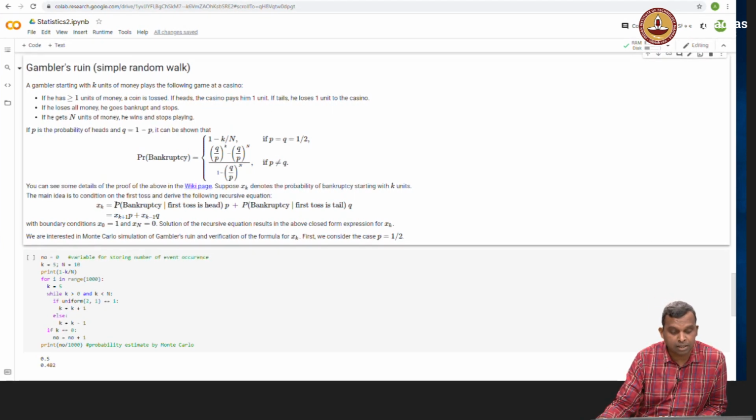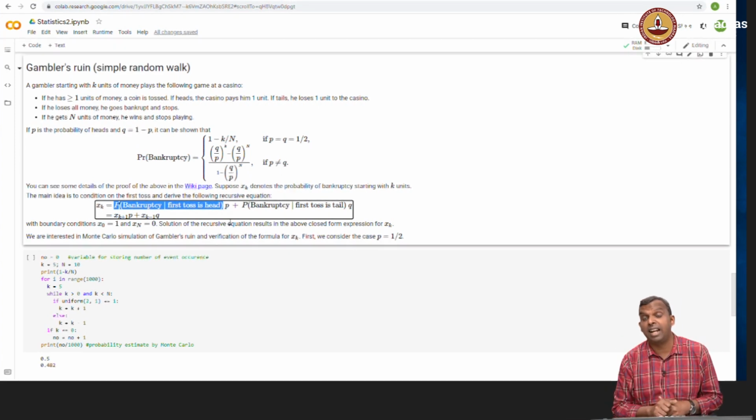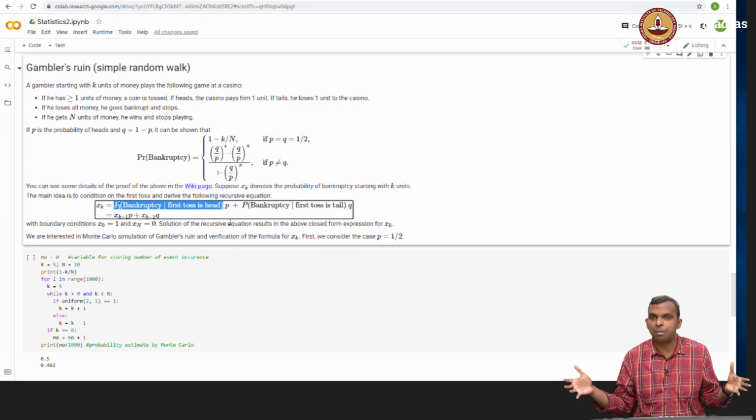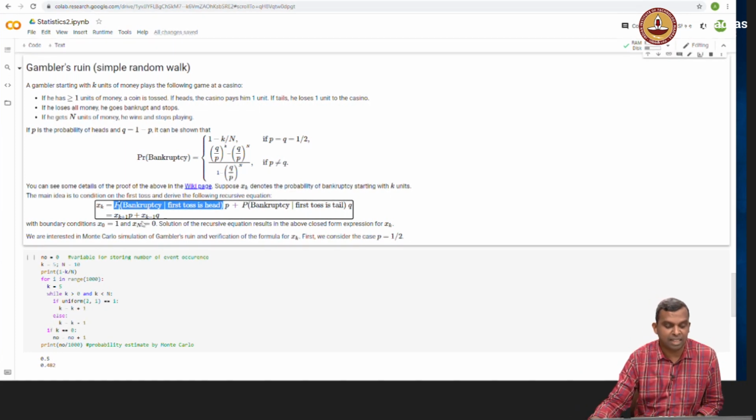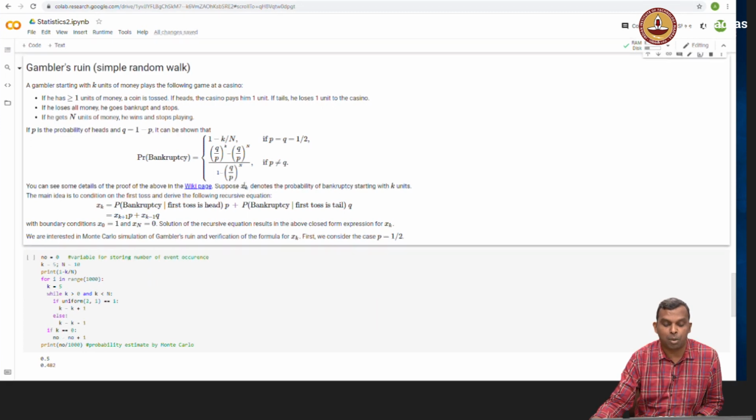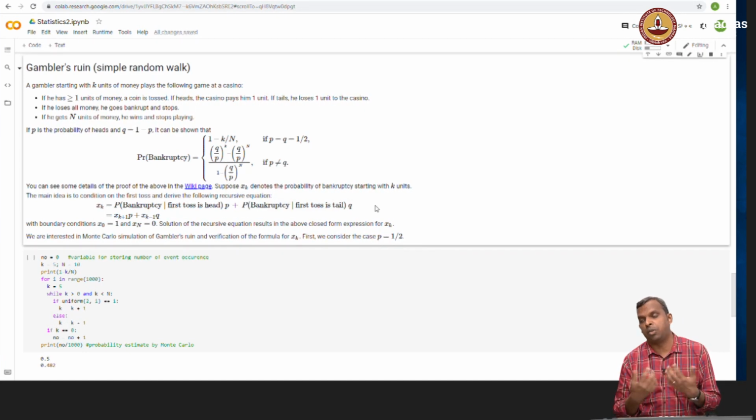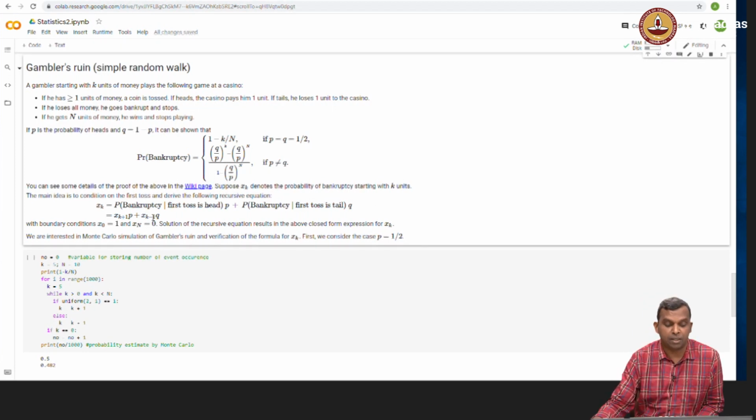Now notice, what is this probability of bankruptcy given the first toss is head? If the first toss is head, you now have k plus 1. Other than that, everything else remains the same. So what you have is just xk plus 1. This xk is like a nice little function which takes you from k to the probability of bankruptcy. Same way with the probability of bankruptcy given the first toss is tail. When the first toss is tail, you lost one unit, you went to k minus 1, you have xk minus 1.